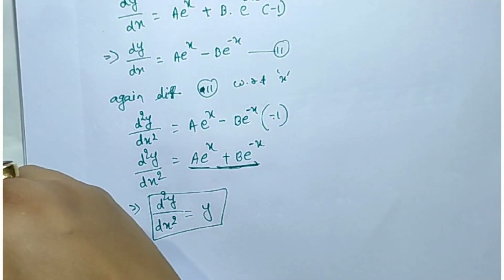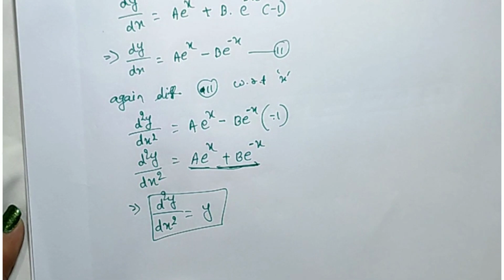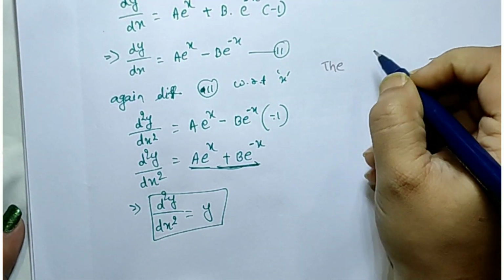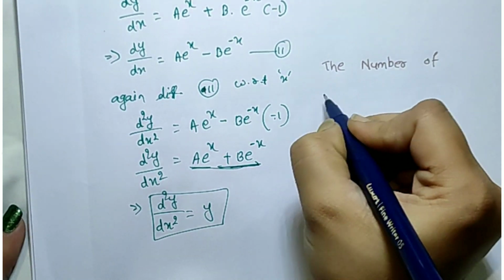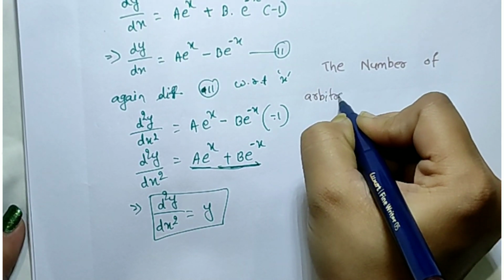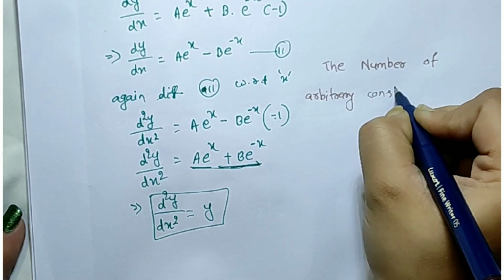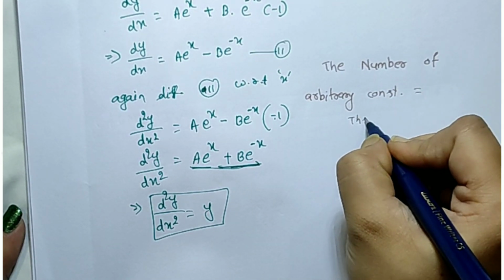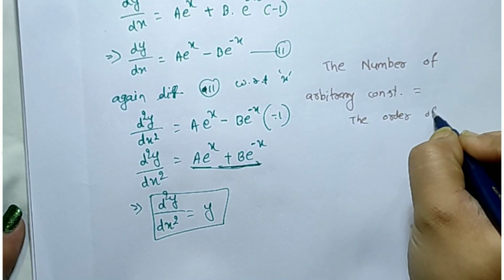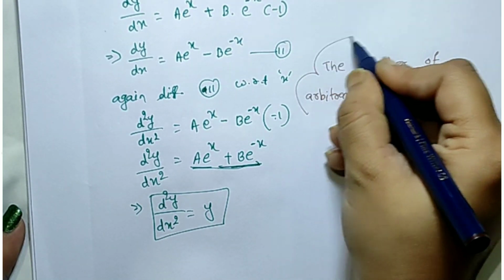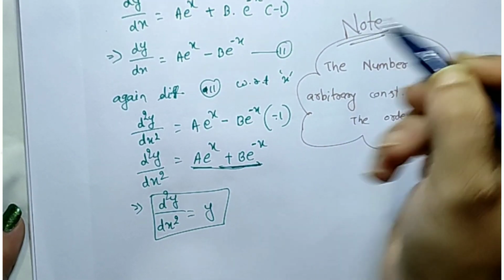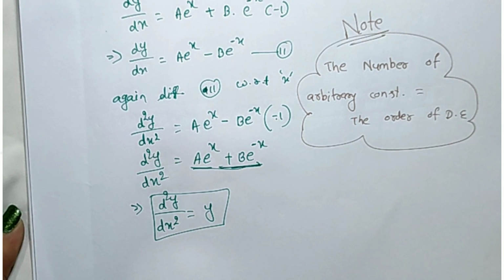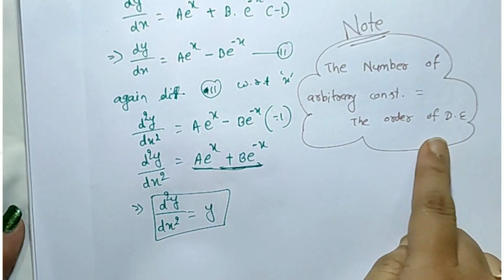the number of arbitrary constants is equal to the order of the differential equation. Okay, this is a note: the number of arbitrary constants is equal to the order of the differential equation.